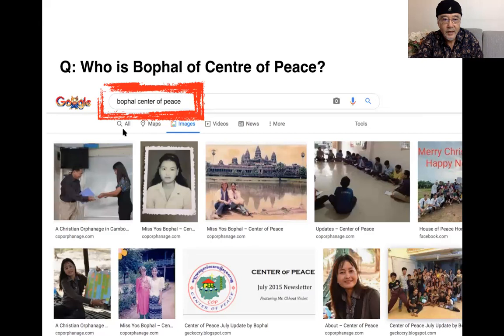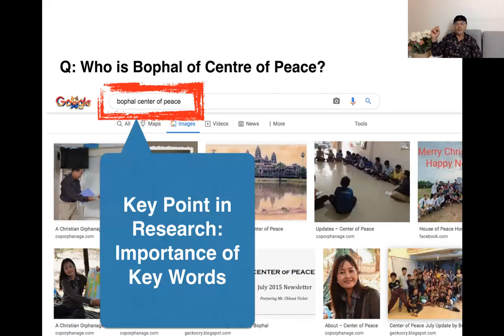When you click All, all the websites that she's listed on come up, and on the map she'll be in Cambodia. But Images, that's when you click, and this is the image that you got. It's amazing that there are actually all these pictures of her. Okay, so what's the point? The key point in research is the importance of keywords. That's the key point.